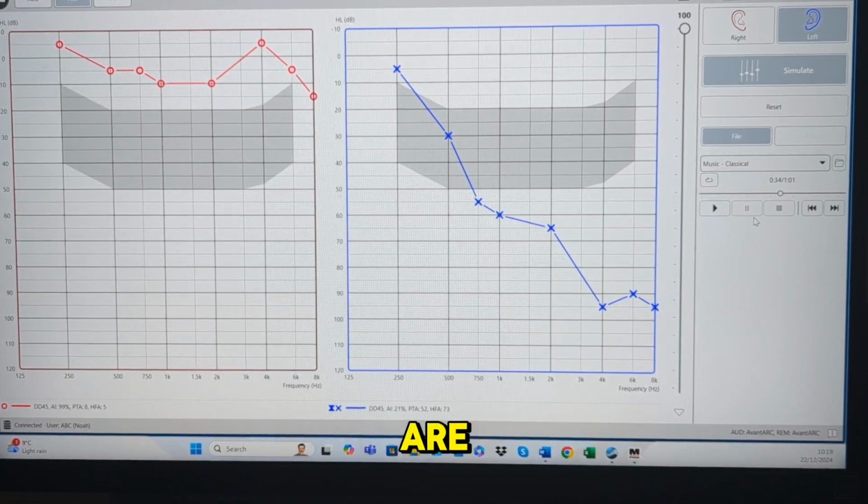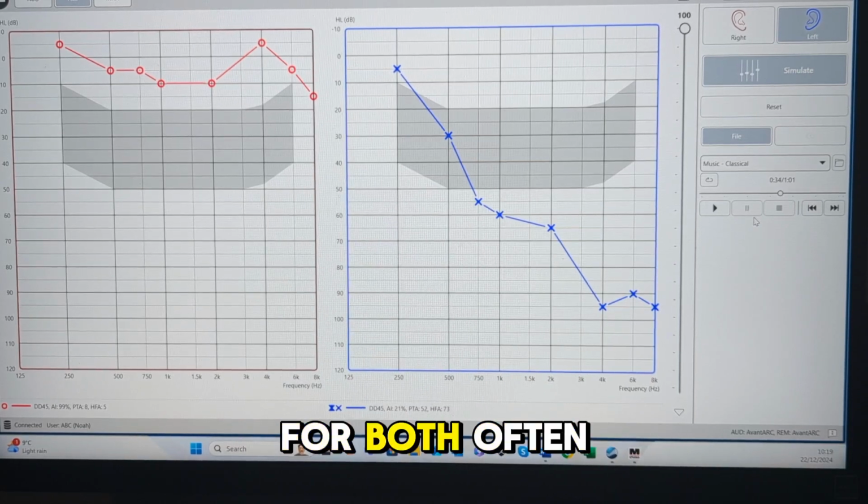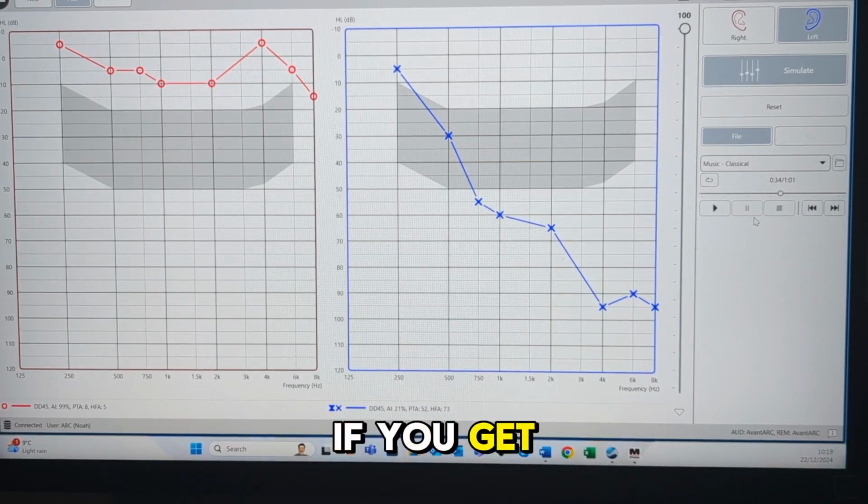So hearing aids are actually a good treatment for both. Often if you get a well programmed and fitted hearing aid, a welcomed byproduct of that is that the tinnitus can also be helped. So I hope that video was interesting and that you found it useful.